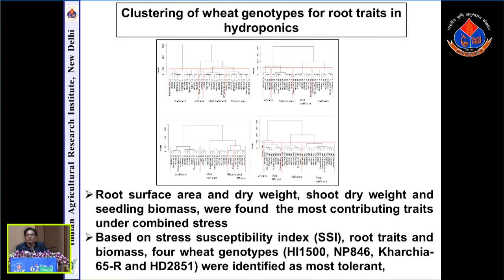And this is the data of the first experiment, the clustering of wheat genotypes. What they observed: root surface area, dry weight, shoot and seedling biomass were found to be the most contributing traits under the combined stress. And based on the stress susceptibility index, they identified four wheat genotypes as the most tolerant ones.